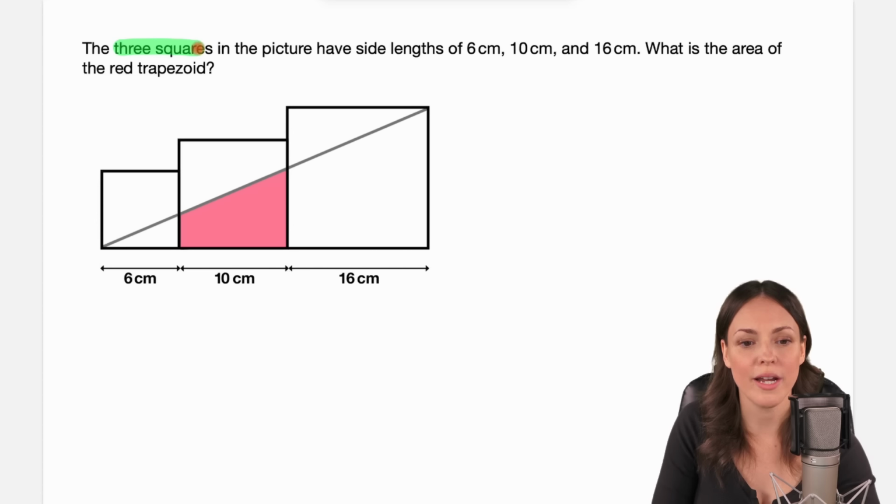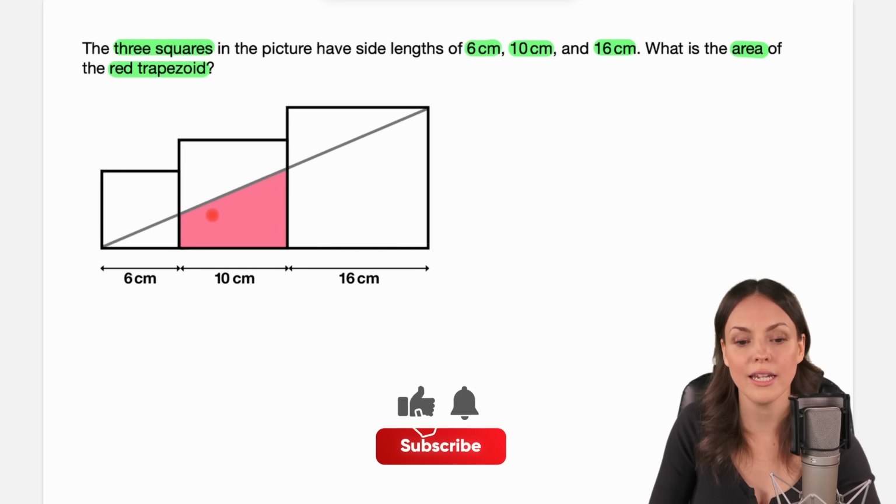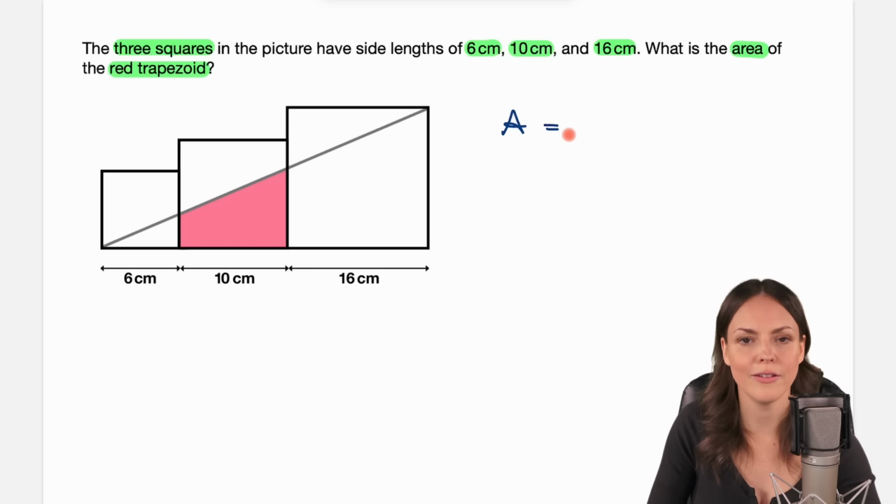The three squares in the picture have side lengths of 6 centimeters, 10 centimeters, and 16 centimeters. We can see our three squares here, and here we have the side lengths again. What is the area of the red trapezoid? Okay, so we have this red trapezoid in here, and we have to find the area of it.